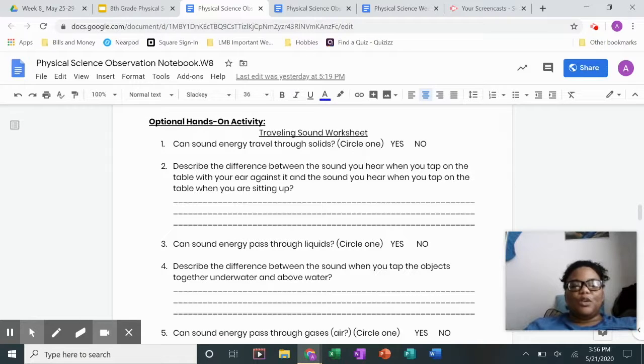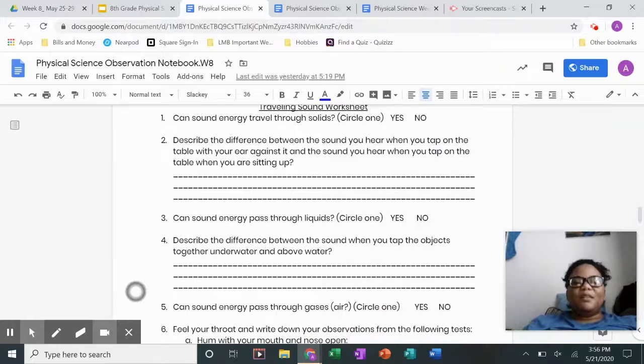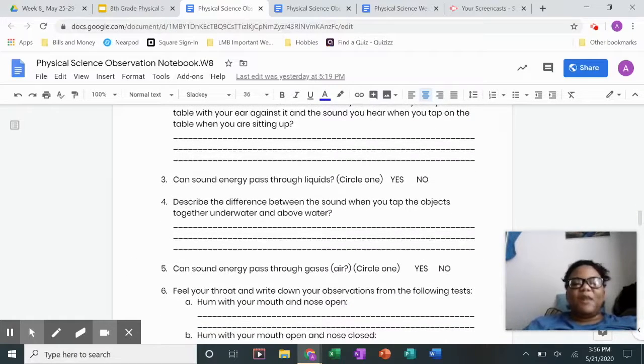Circle yes or no. Number 2, describe the difference between the sound you hear when you tap on the table with your ear against it and the sound you hear when you tap against the table while you're sitting up. Number 3, can sound energy pass through liquids? Yes or no? Number 4, describe the difference between the sound when you tap objects together underwater and above water.